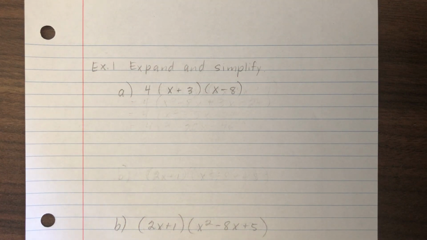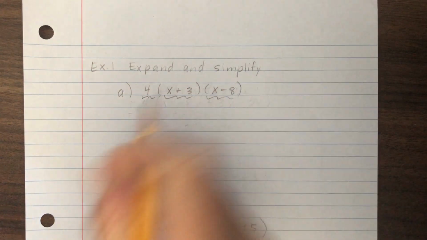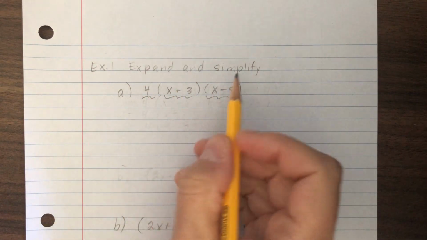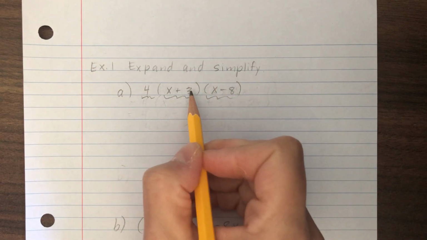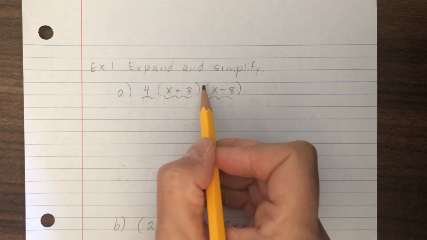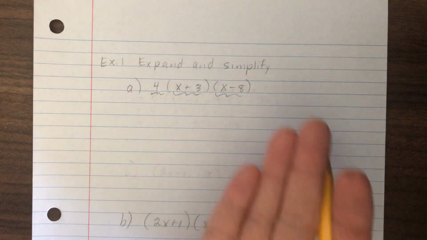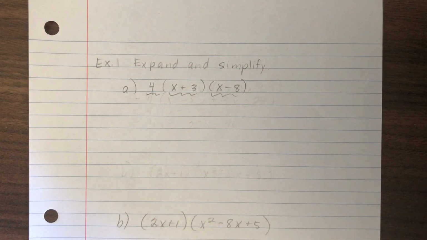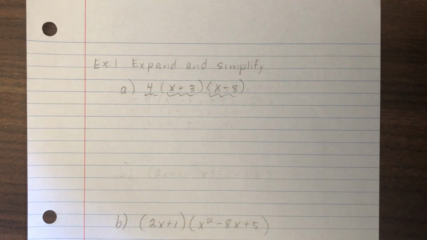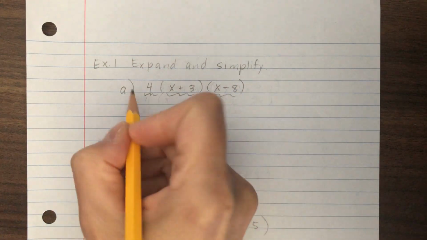Now the order in which you multiply these three factors of 4x plus 3 and x minus 8 together does not matter. Some of you prefer to multiply from left to right. Others, like me, prefer to multiply the last two factors together and then multiplying that answer by the number in front. So I'm going to show you how to do it both ways. You choose which way you prefer and kind of stick to that method. So first I'm going to multiply the last two brackets together.